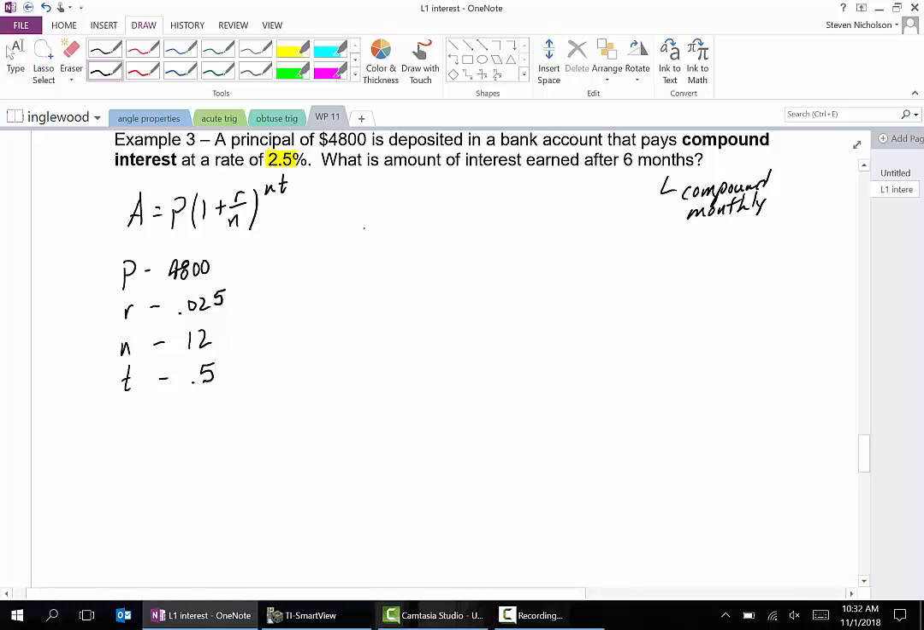And what we're simply going to do is plug everything into the formula in the right place. 1 plus 0.025 divided by 12, raised to the power 12 times 0.5. Now, if you don't have a decent calculator, you're going to have to work inside out. So the first thing you would do is figure out what that equals. And then you would add 1 to it. And you'd figure out what that equals. And then whatever that equals, you'd raise to the power 6.